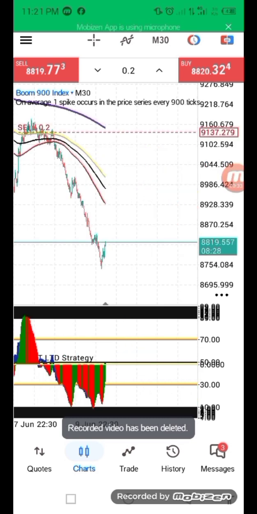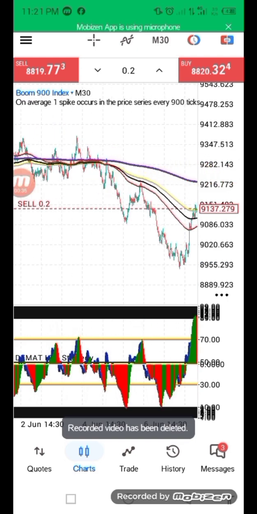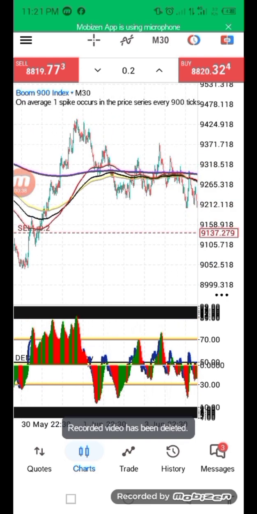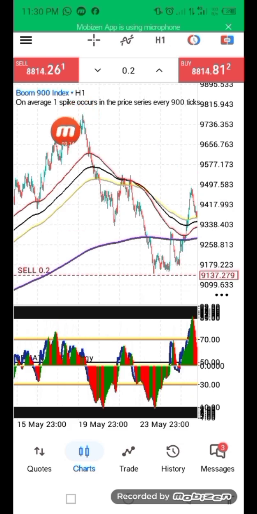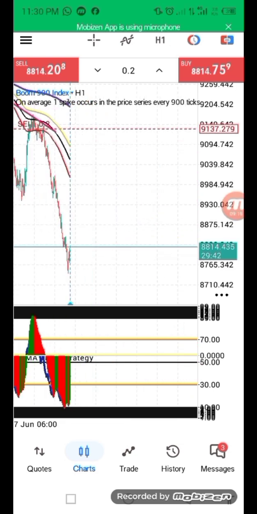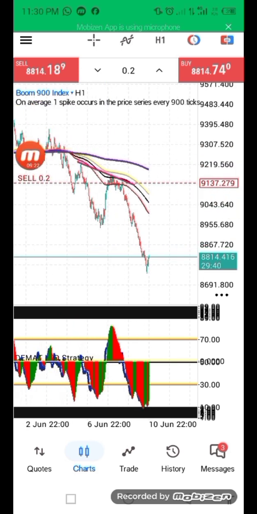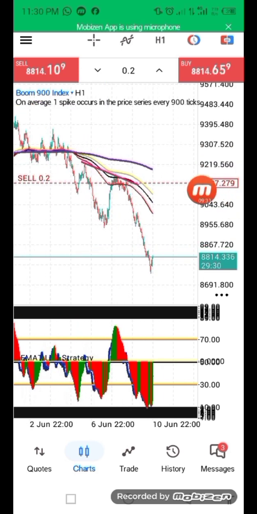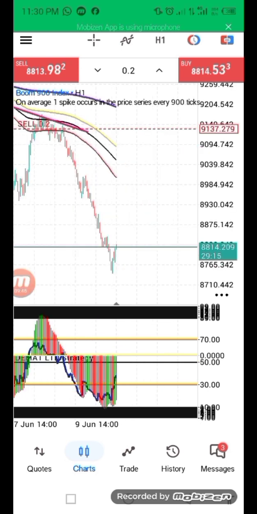If you observe carefully, Boom 900 is on a downtrend, forming lower high, lower low, lower high, lower low. Then price retraced to the moving average zone. That's one of the conditions that must be met: price retracing to the moving average zone.